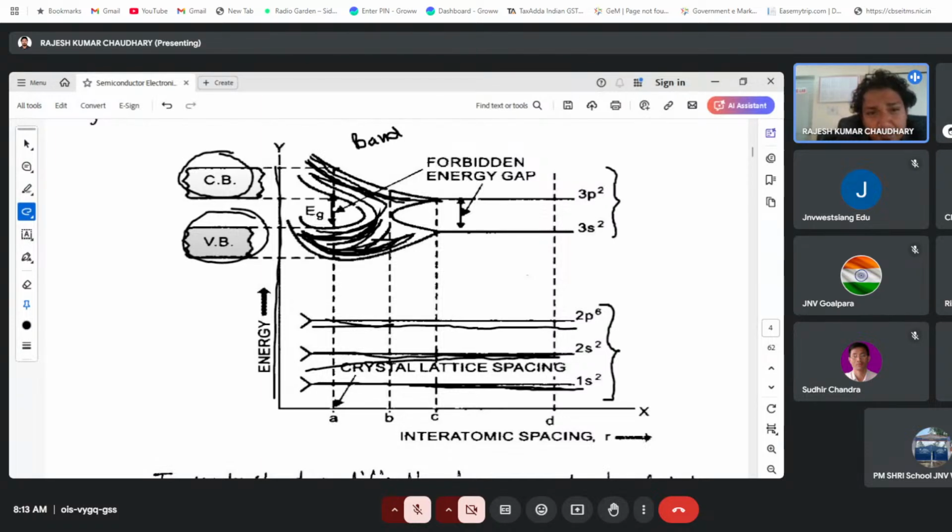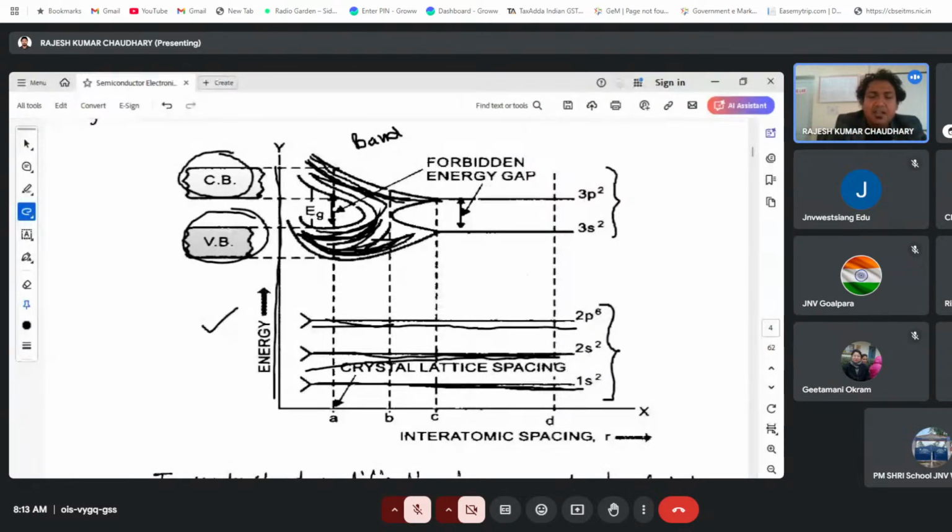And this gap, my dear students, is called the energy gap or forbidden gap. Got it? This gap is called the energy gap or forbidden gap. So this graph is exactly what we have drawn from observations and experiments.